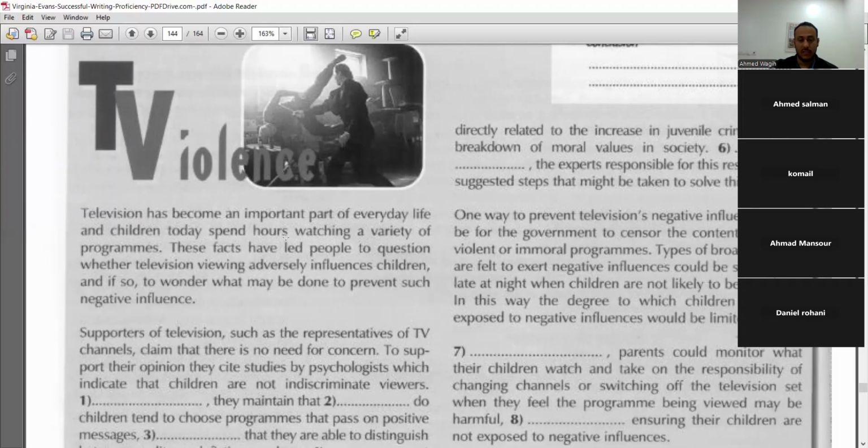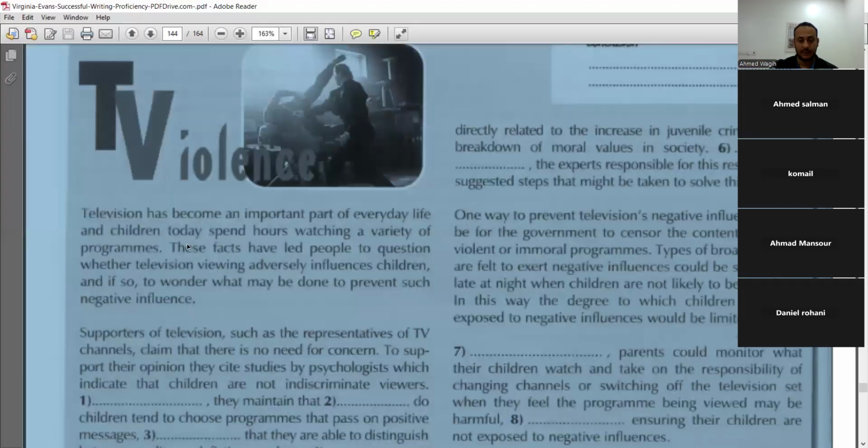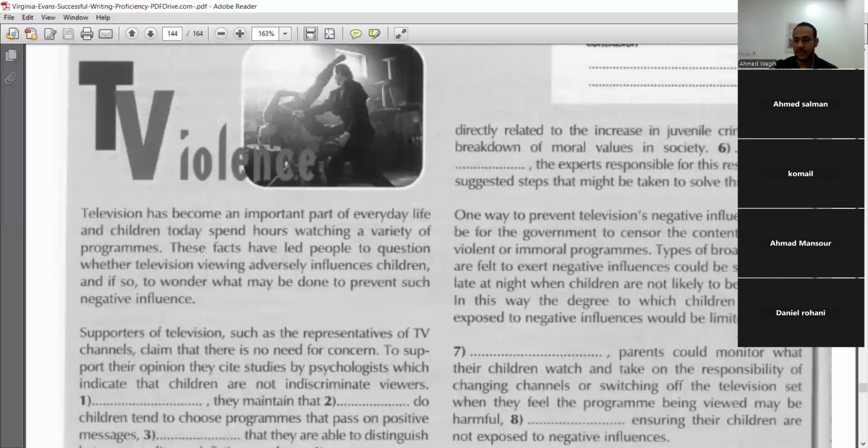So what is the thesis statement here? The thesis statement is the sentence that you will cover in details in the main body paragraphs. So these facts have led people to question whether television viewing adversely influences children. So I will talk about this in one paragraph, and if it negatively influenced them, what may be done to prevent such a negative influence? So these are the 2 points that I'm going to talk about in the main body paragraphs.